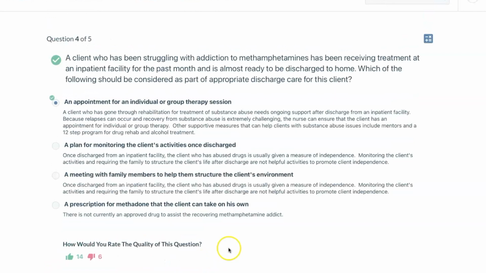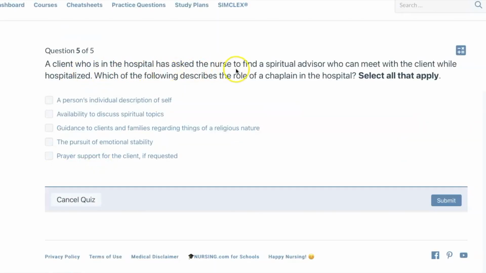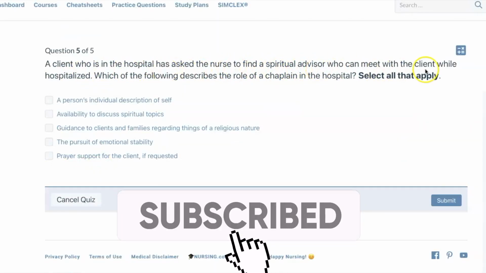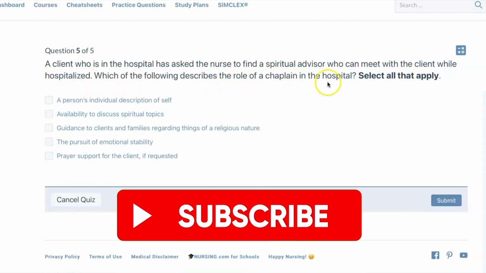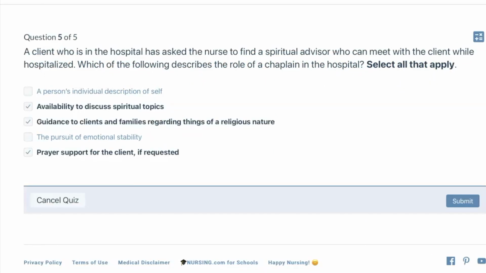55% answered this correctly. A client who is in the hospital has asked the nurse to find a spiritual advisor who can meet with the client while hospitalized. Which of the following describes the role of the chaplain in the hospital? Select all that apply. So the chaplain is there for spiritual support.